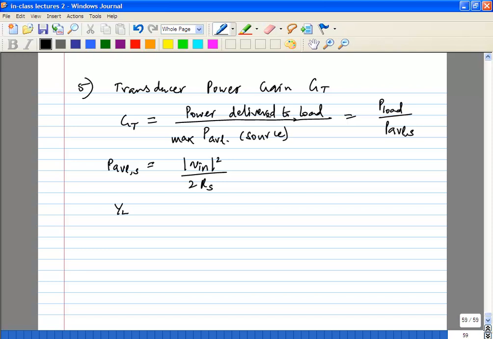So let's say your load is some YL. We are talking about a case where input is matched. The maximum available power from the source is when the input is matched, but we don't have any constraint on the load so far. So the load can be anything. So what does this mean? Let's take the real part. We'll take YL as some GL in parallel with BL. GL is the real part of 1 over ZL.